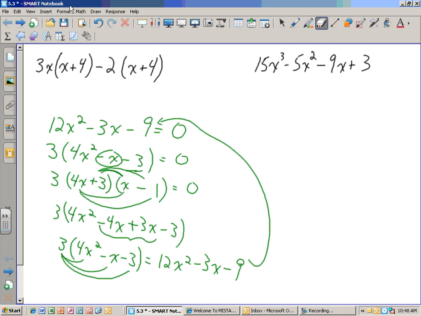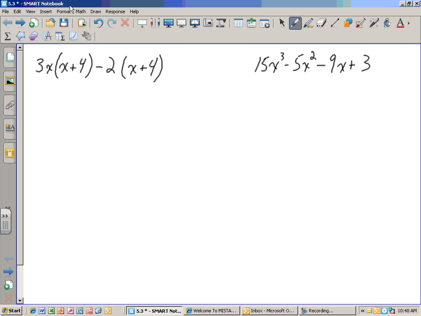All right, let me erase this. And let's look at a problem: 3x times x plus 4 minus 2 times x plus 4. Yesterday we discussed how to factor that. Remember what it is? 3x minus 2. You take the 3x minus 2, and we multiply times the common factor of x plus 4. That's factored. The key here is these two have to be the same. That's the key.